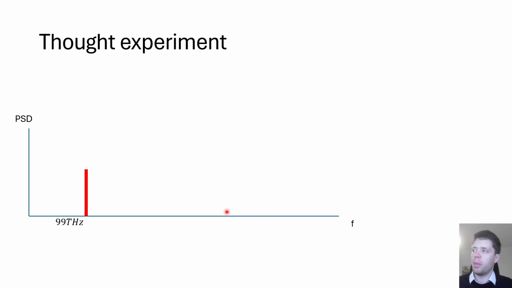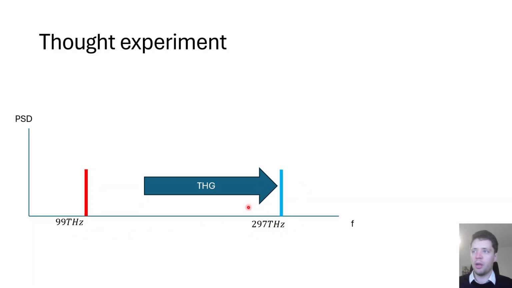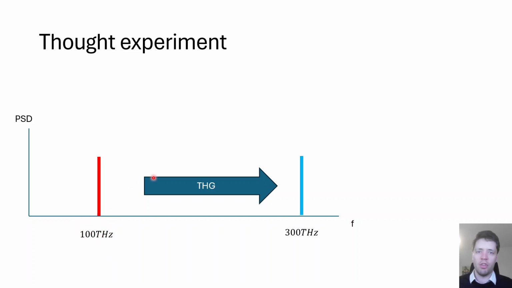First of all, let's begin by doing a little thought experiment. Let's imagine that we take a perfectly ideal laser with zero linewidth and launch it into a medium where it undergoes third harmonic generation. Now, if the initial frequency is 99 terahertz, it's going to generate a new line over here at 297 terahertz. If we then turn that one off and turn on a different one with a carrier here at 100 terahertz, it's of course going to generate a line at 300 terahertz.